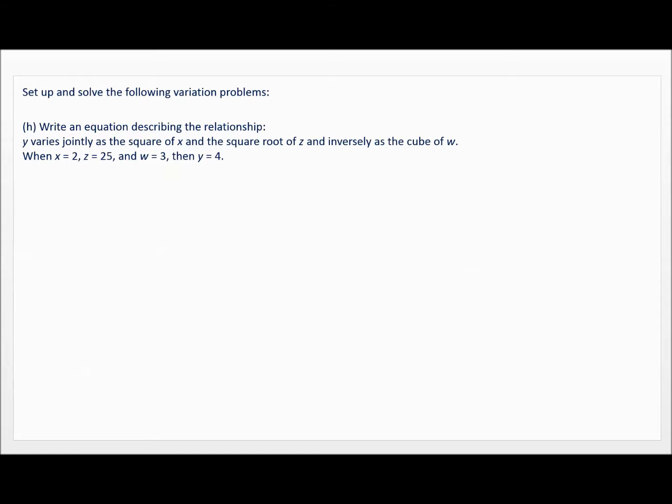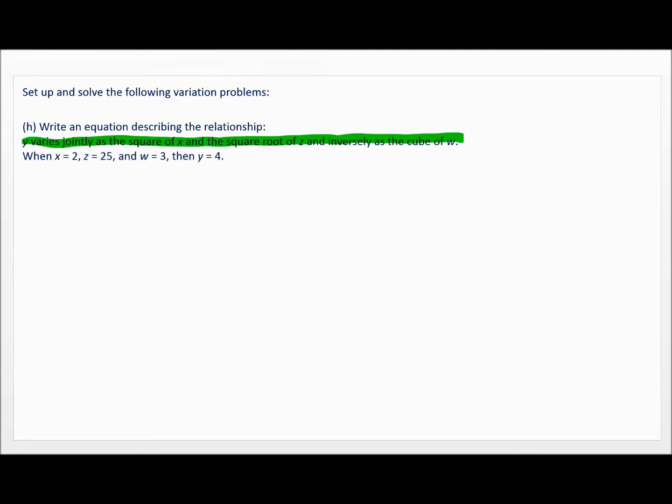All right, got another problem. Pause it, see what you can do. So we're supposed to write an equation, right? And the equation is y varies jointly as the square of x and the square root of z, and inversely as the cube of w. It just goes on and on, doesn't it? It's okay. You don't have to do it all at one time. You just break it down one thing at a time.